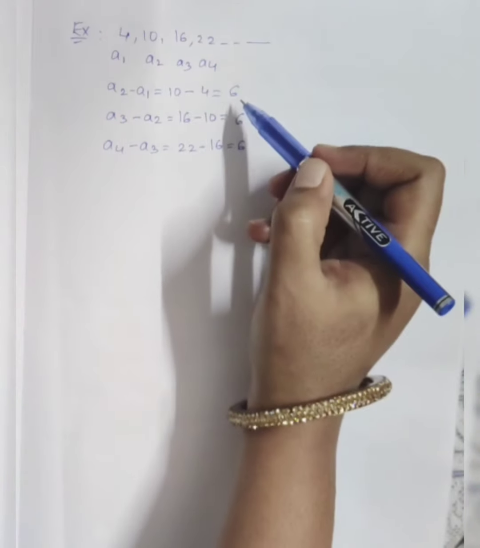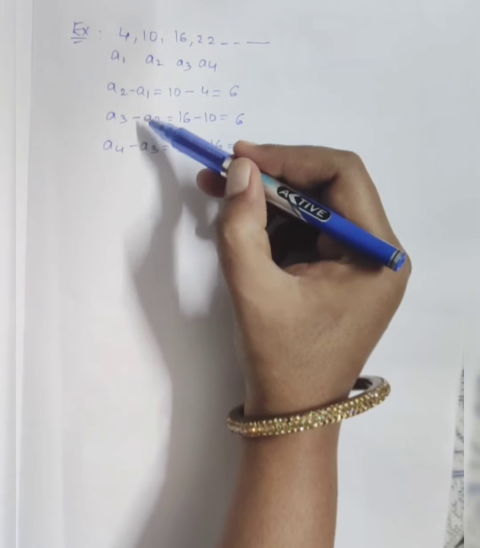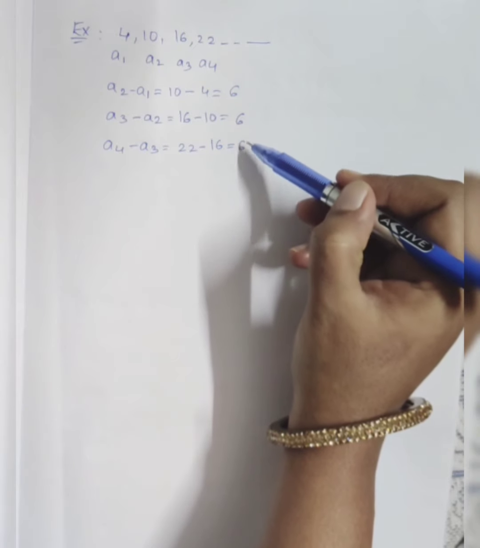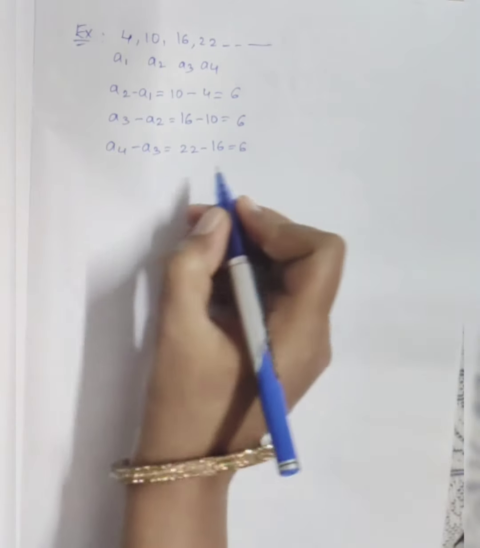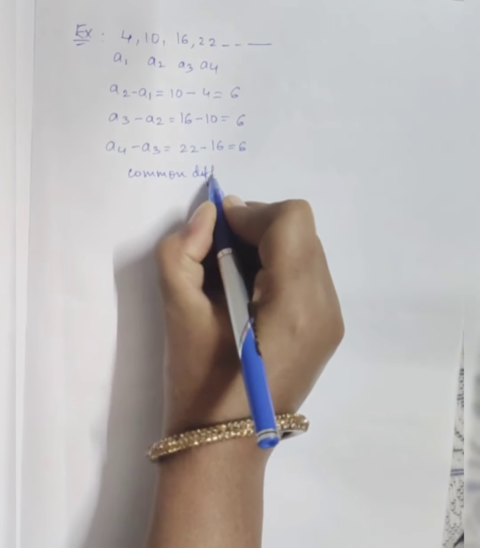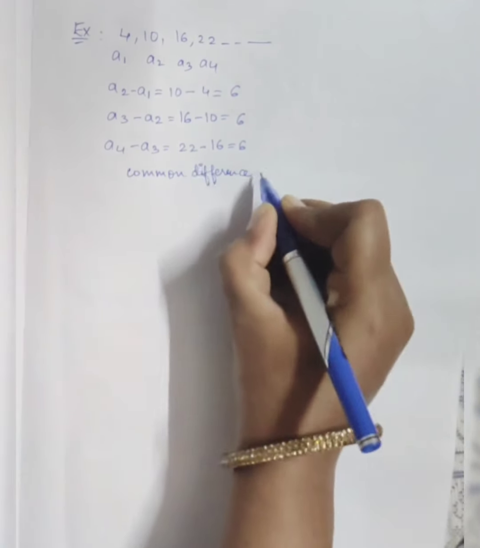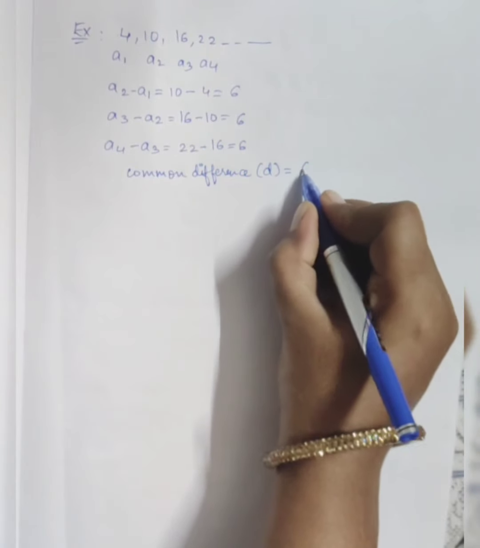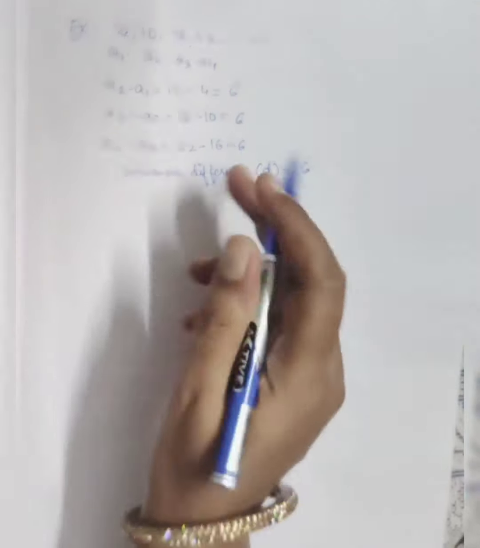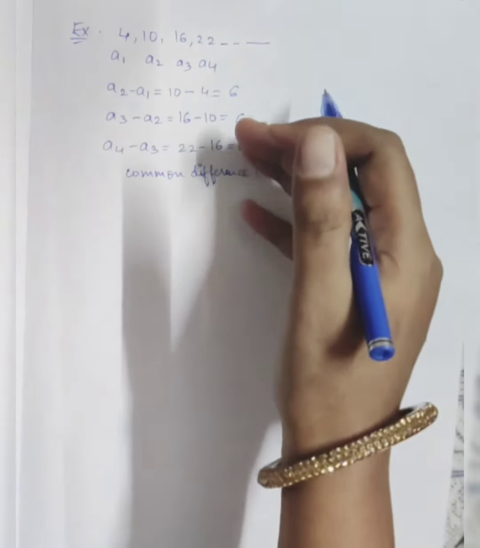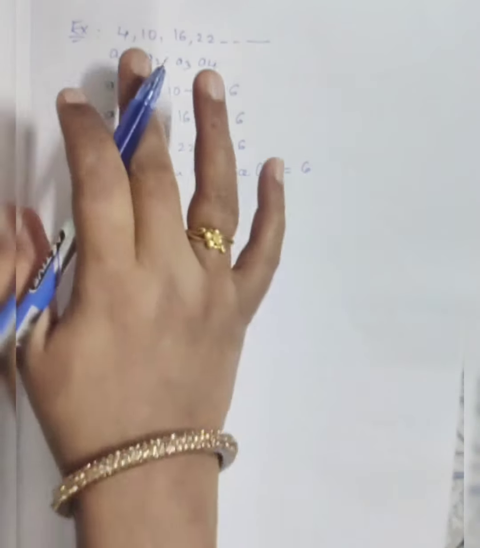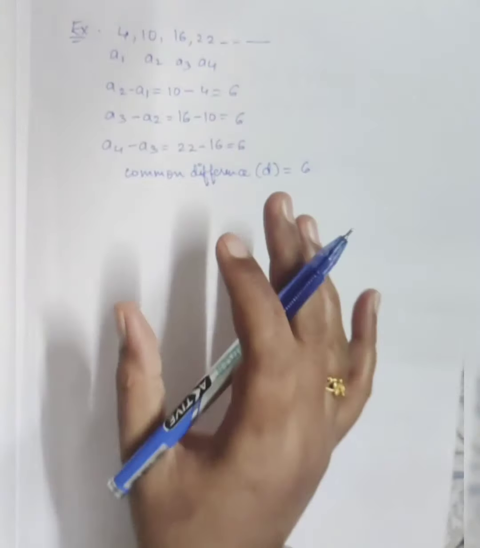So you can see here, every time we subtract two consecutive terms, we are getting the constant 6. So the constant is 6 here. That is nothing but the common difference, denoted by D, which is 6. So how can we say it forms an AP or not? If you are getting the same common difference, that means it forms an AP. This sequence forms an AP.